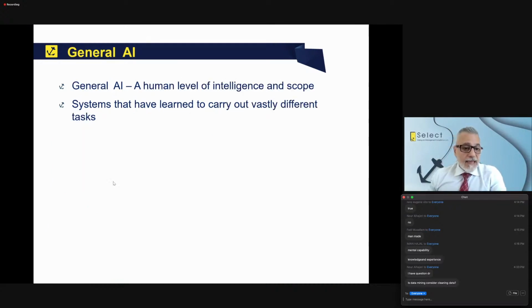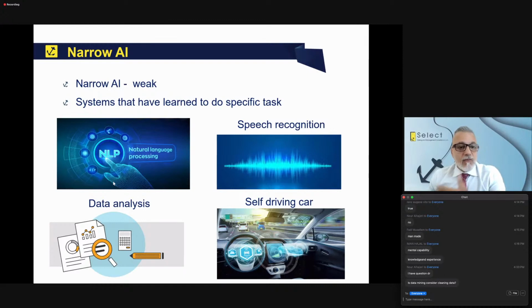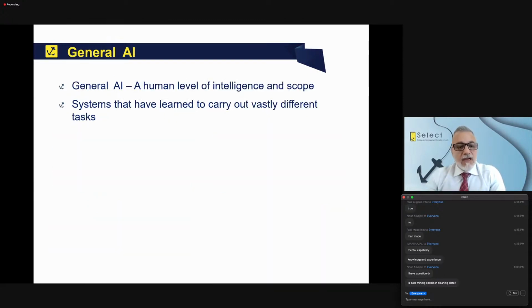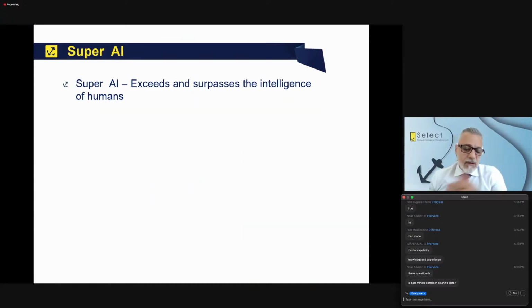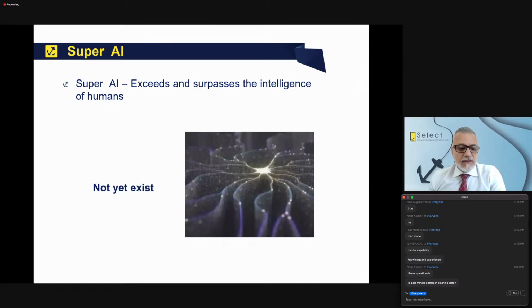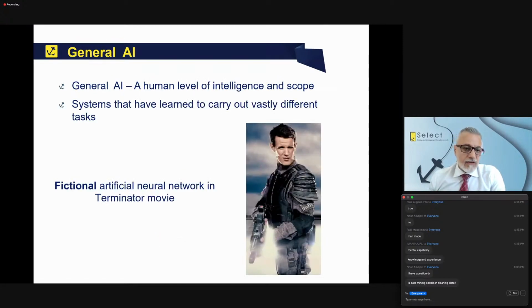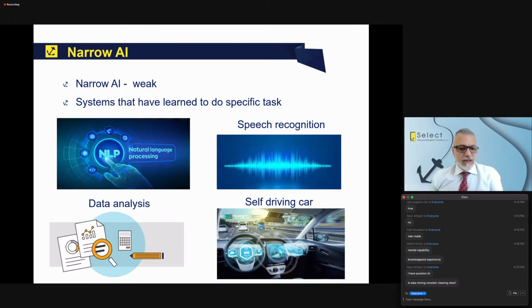Now, currently, we are all talking about narrow AI. There is nothing more than narrow AI currently. General AI is a human level of intelligence and scope, systems that have learned to carry out different tasks. So I will train the model to do more than one task. One in inventory, at the same time working in accounting, there is nothing till now. It's still fictional. So it does not yet exist. Super AI, which exceeds the level of human intelligence, also does not exist. So what exists now is only the narrow level of AI, which we are already seeing everywhere.